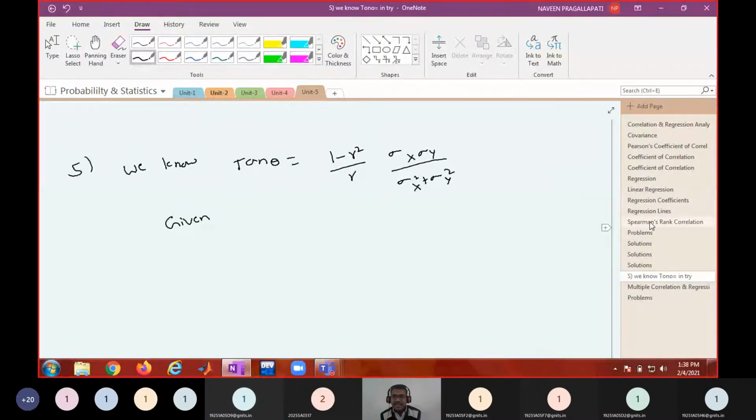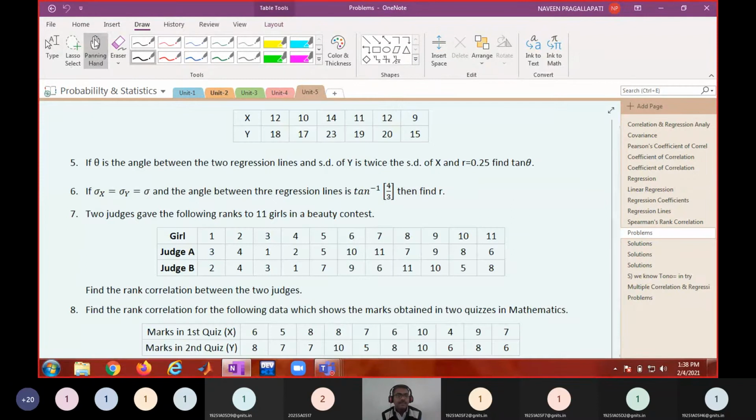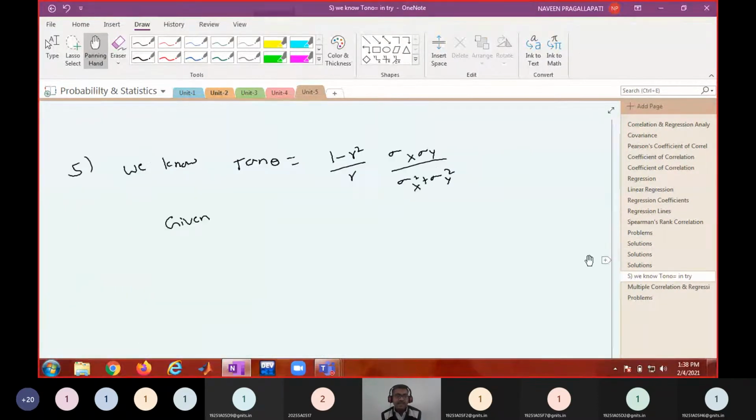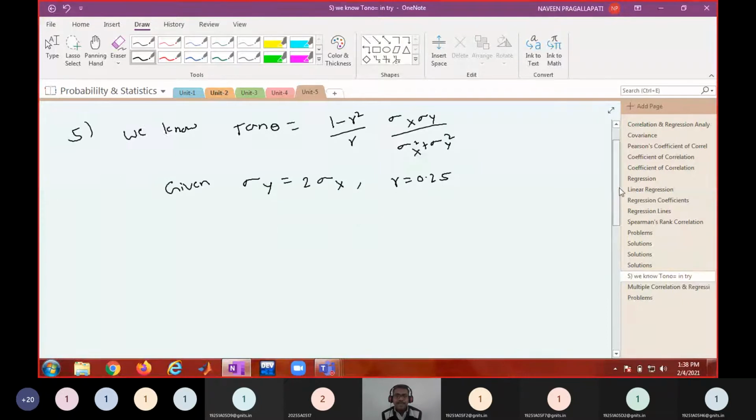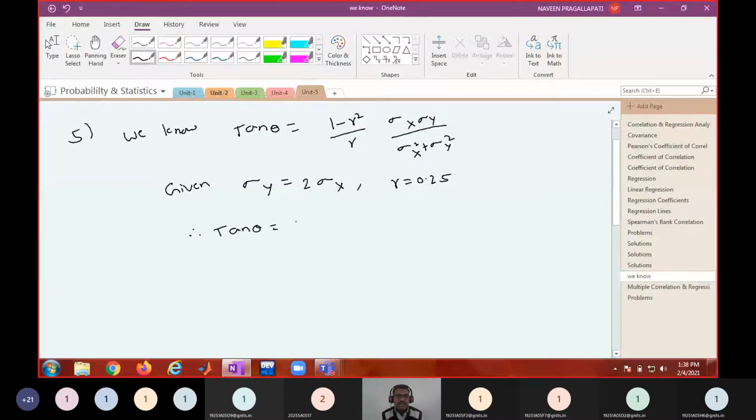What is given? The standard deviation of y is twice the standard deviation of x. So sigma y is equal to 2 times sigma x, and r equals 0.25. That's it. Therefore substitute these things in the equation. 1 minus r square, what is r? 0.25 whole square by 0.25. Okay, I'm considering r as positive.